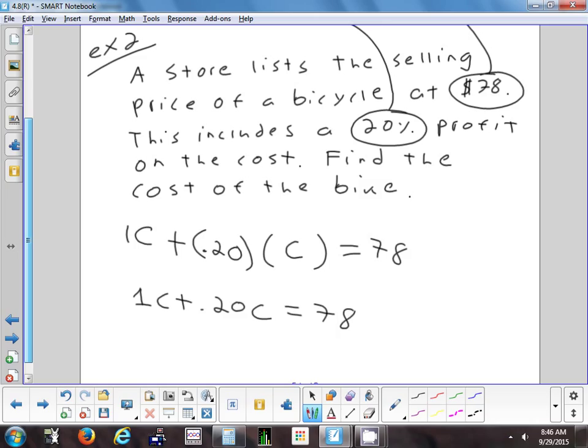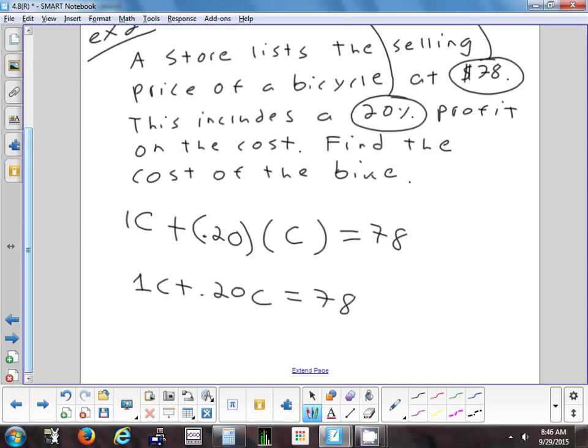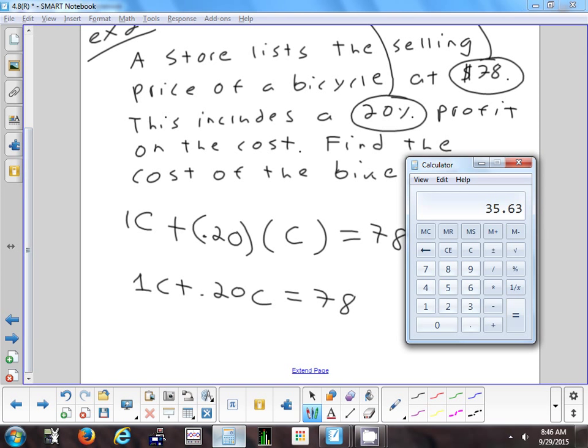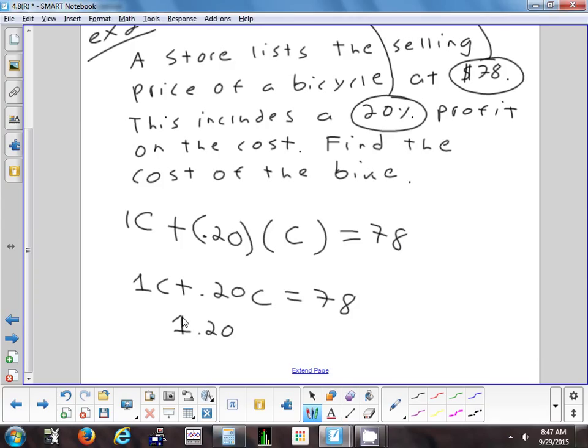Okay, what would I do next in that equation? We've done this before. Zach? Combine like terms. Nice. You're going to combine like terms. Good. What are my like terms? Yeah. 1C and 0.20C. If you want, you could use your calculator, but anyone think they can add those up without it? What's 1C plus 0.20C? Yeah. 1.20C. So we get 1.20C.